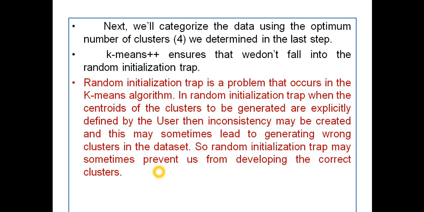So you see here I am considering 4. Suppose you have considered 8. Then what would happen if I am considering the wrong number of clusters? So in that case, obviously empty clusters will be created or some wrong clusters will be generated. That is known as our random initialization trap.